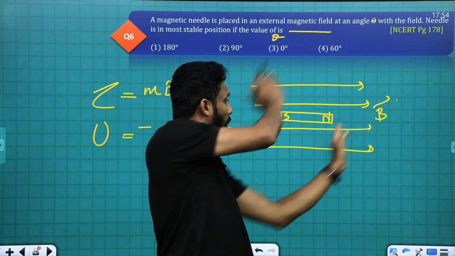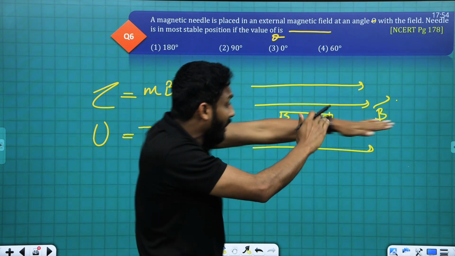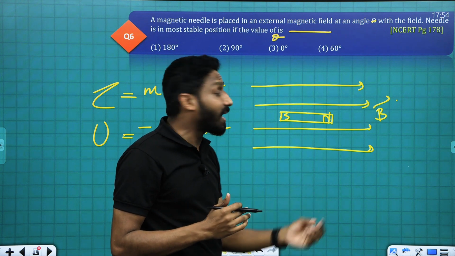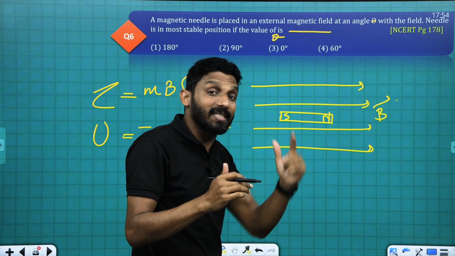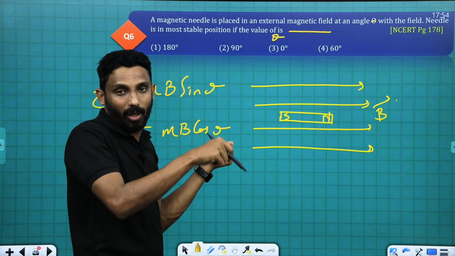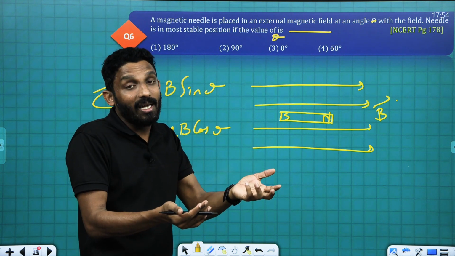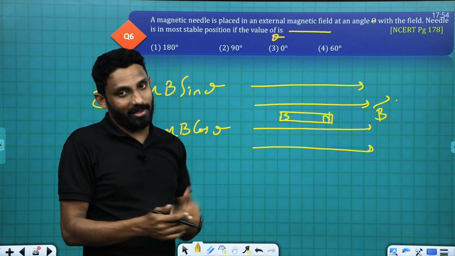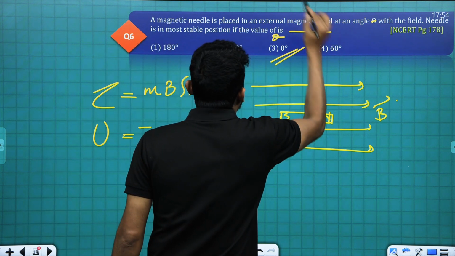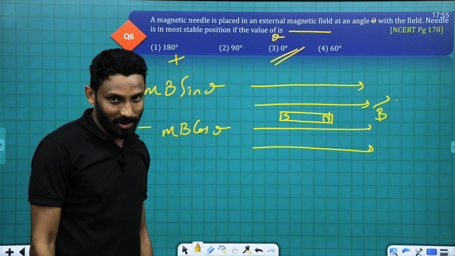If this is in the opposite orientation, what is theta? Theta is the angle between field and dipole moment, that is 180. Sine 180 is 0, so again torque is 0, but potential energy is maximum: minus MB cos 180. Cos 180 is minus 1, so minus MB into minus 1 is MB. That is the maximum potential energy, and it is the unstable case. So the answer is angle 0 degree, not 180 degree. I think you understood it.